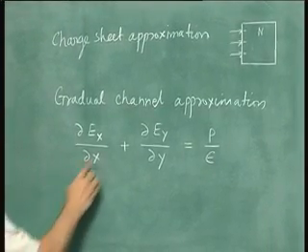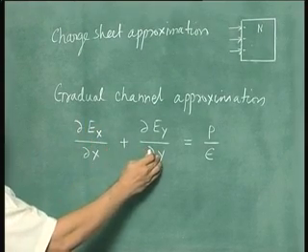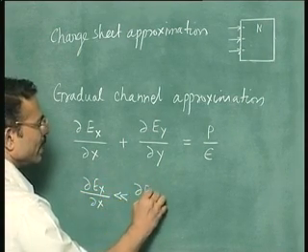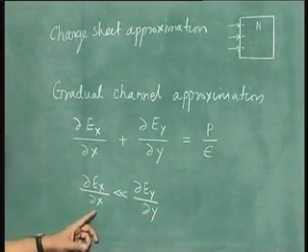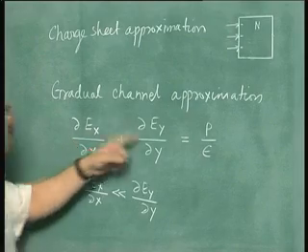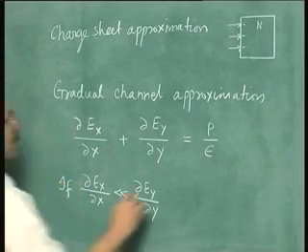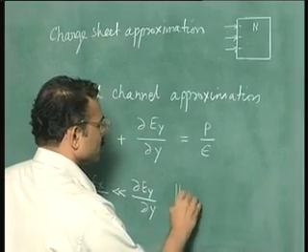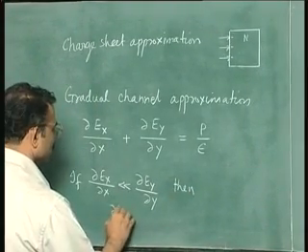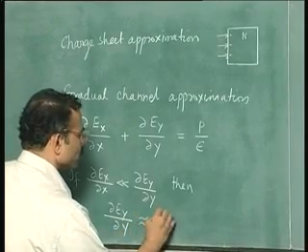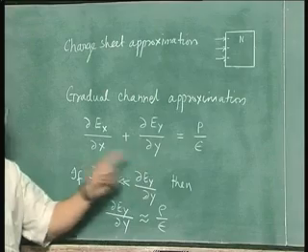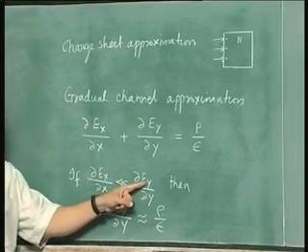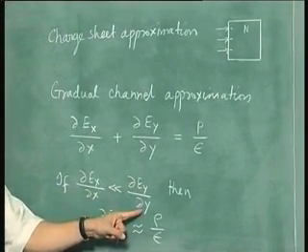Now, it can happen that one of these terms can be very small compared to the other term. For example, ∂Ex/∂x may be much less than ∂Ey/∂y, in which case we can neglect this term, and your Gauss law then can be written as ∂Ey/∂y ≈ ρ/ε. So although the situation is two-dimensional, because the variation of the x component of the electric field with x is slower than the variation of the y component of the electric field with y, we can neglect this term.